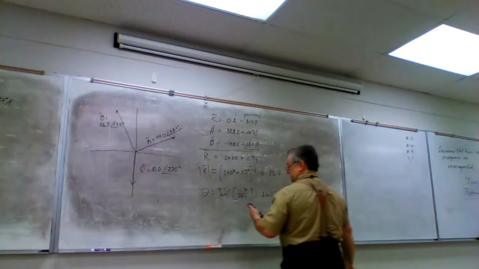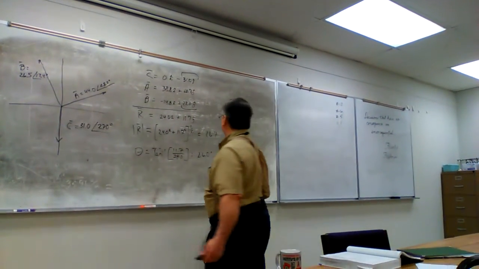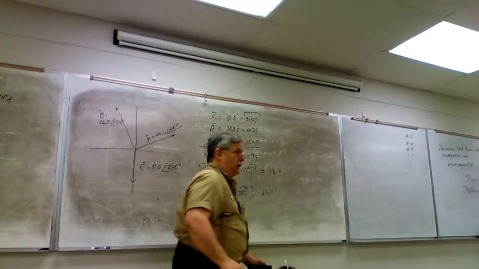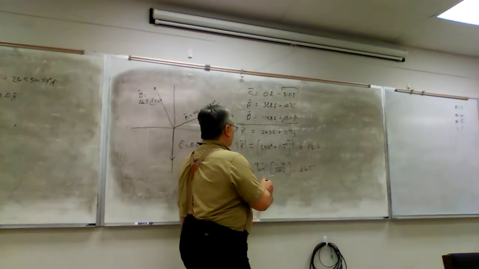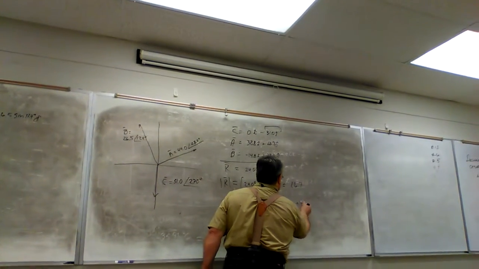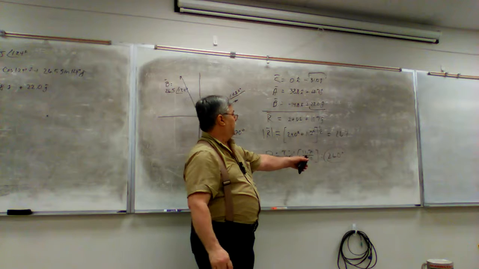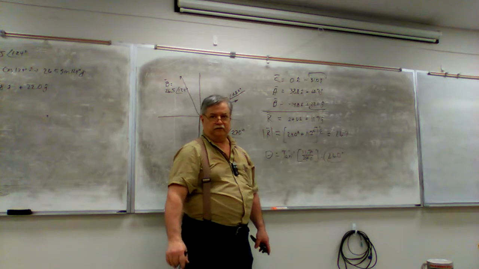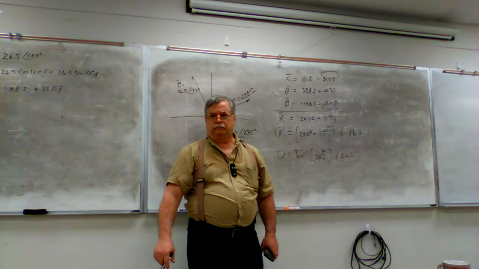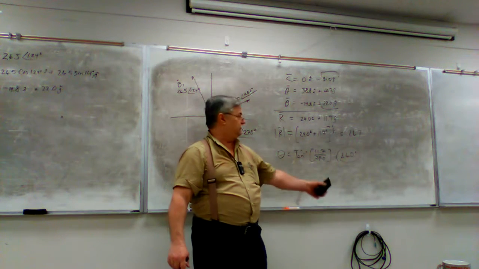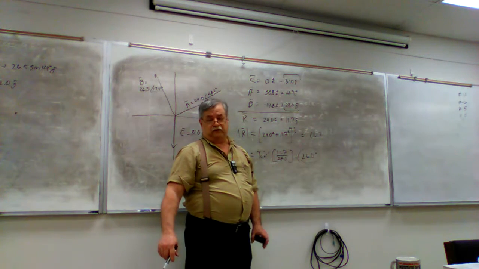0 degrees. Now, real quick, how do I know that this is the right number and that it's not 180 plus 26, which would be what, 206 degrees? How do I know that it's 26 degrees and not 206 degrees?